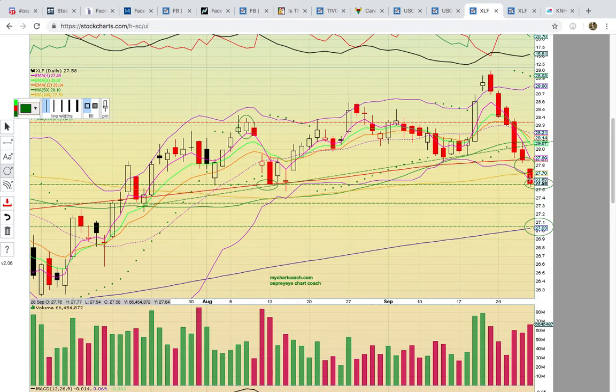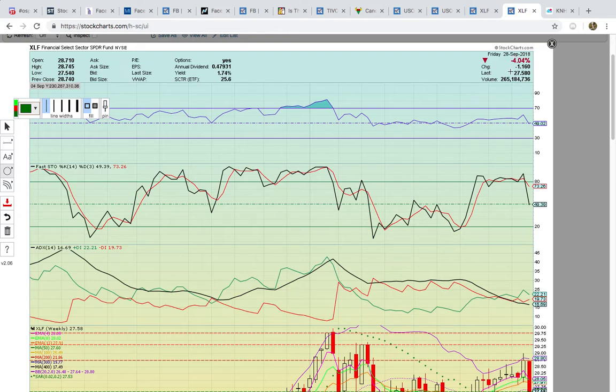The EMA 4 remains resistance. Now it has busted through the bottom of the lower Bollinger Band there, and the futures are up right now, so it could be set up for a technical bounce. Keep an eye on that 2770 level tomorrow.